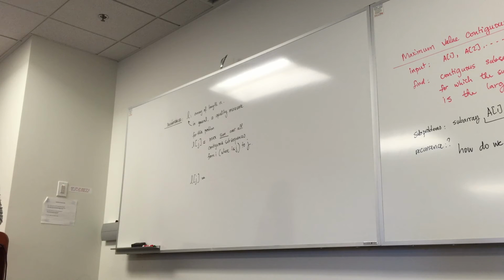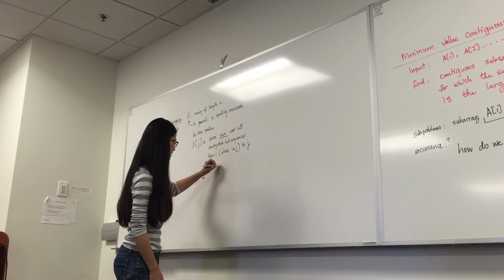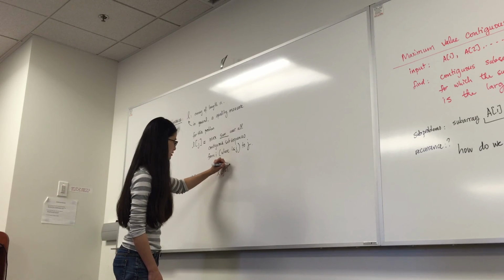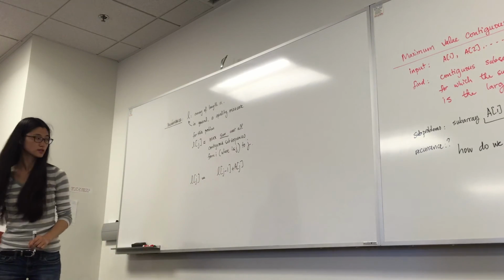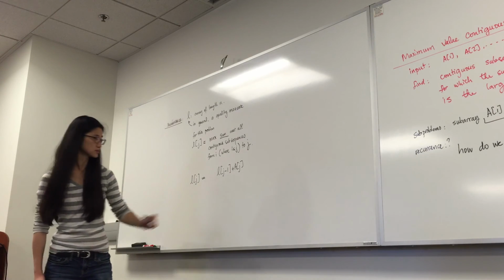So L of J minus 1 plus A of J. It's just A of J. So L of J minus 1 plus A of J would be the maximum sum of the previous subsequence plus just that one value, right? Yes. So that would be one of the options. And what's the other one? Would that just be A of J? A of J.